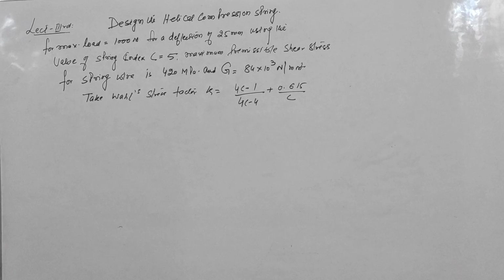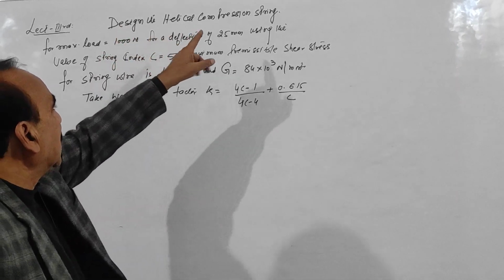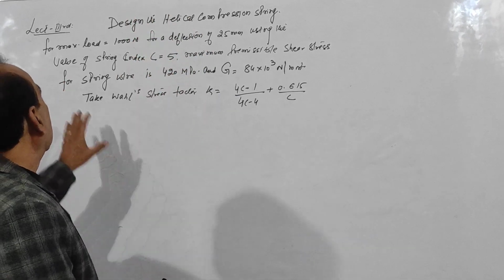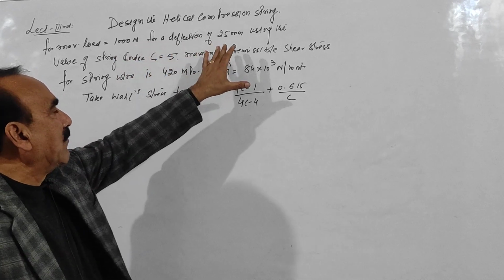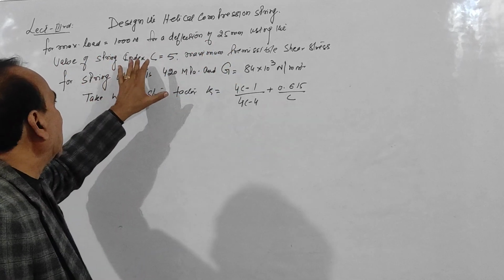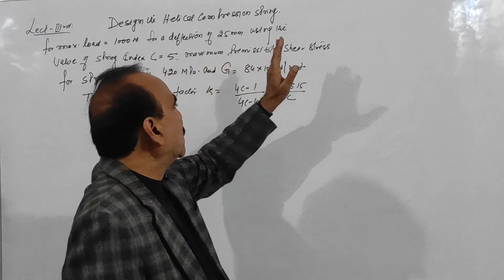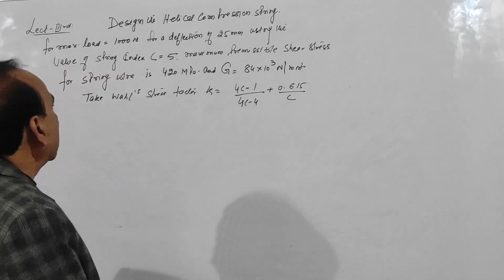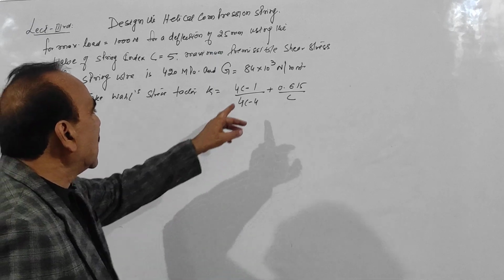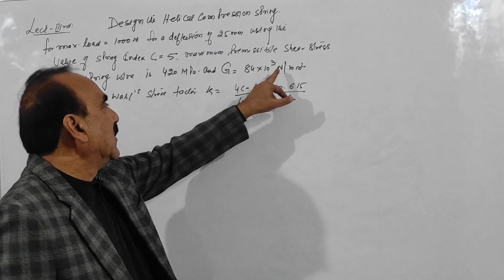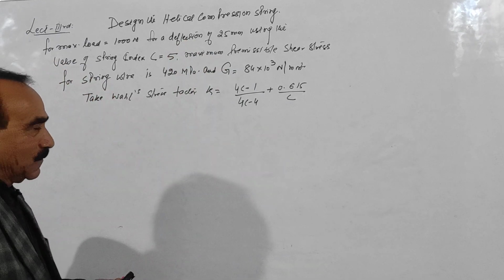See here, this is the next problem. Design the helical compression spring for maximum load of 1000 Newton for a deflection of 25 mm. Using the value of spring index C equal to 5. Maximum permissible shear stress for spring wire is 420 MPa and modulus of rigidity is 84 into 10⁻³ Newton per mm square. And the bend stress factor is also given.